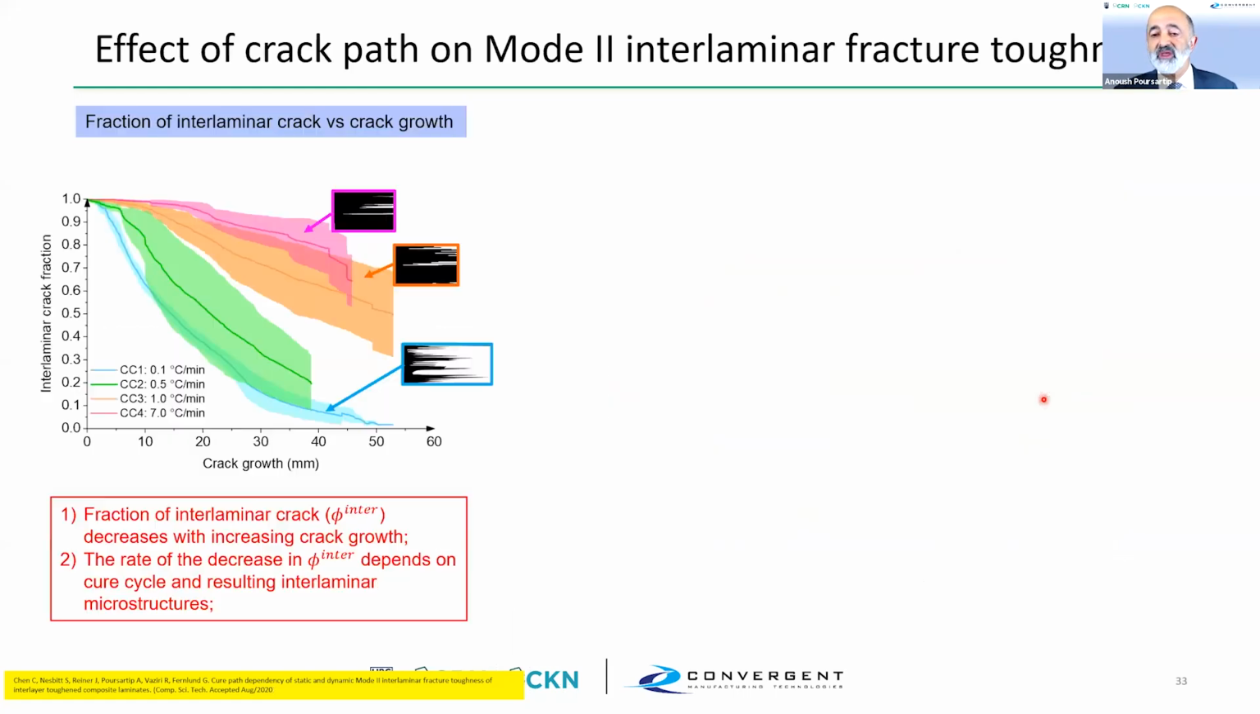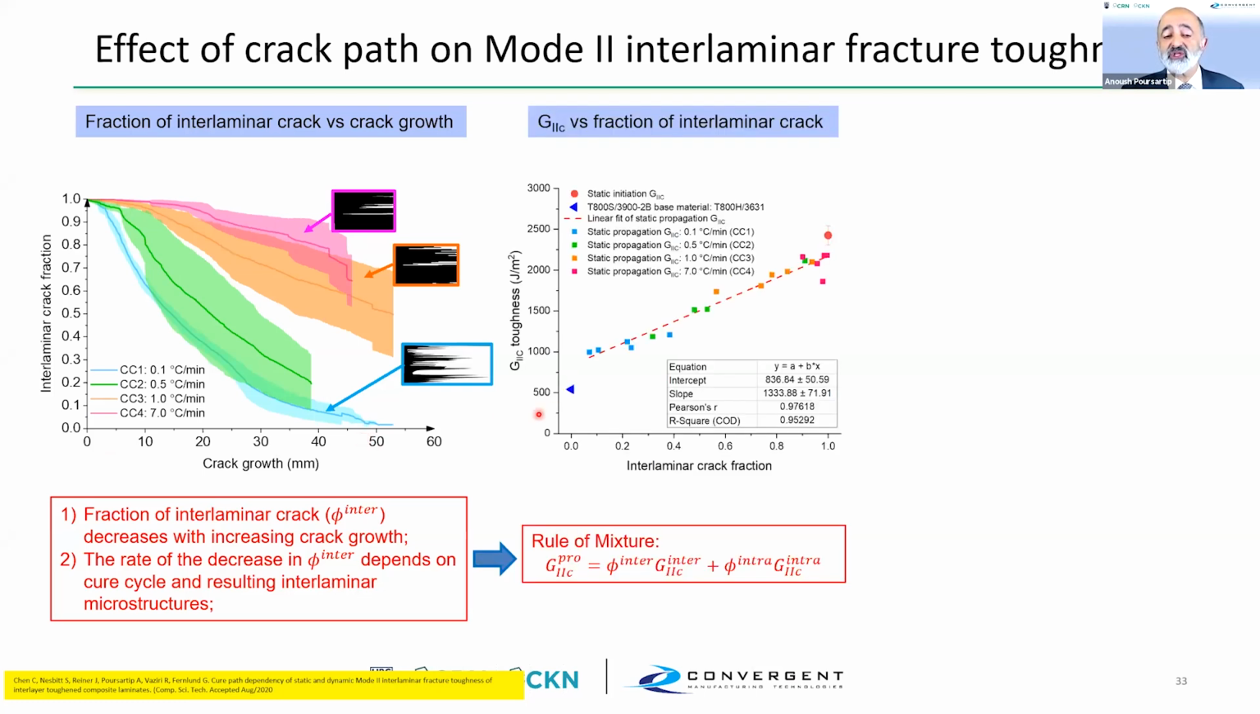What this means is that when we look at our crack surfaces and digitize the amount of the interlaminar crack fraction, we see a significant difference between the 0.1 C per minute and the 7 C per minute crack behavior over about 50 millimeters of crack growth. And when we correlate that with the measured propagation fracture toughness, we see that the properties match the microstructure. Where we stay in the tough interlayer, the fracture toughness is high. Where the crack, due to fiber bridging, is forced into the intralayer, the fracture toughness drops.